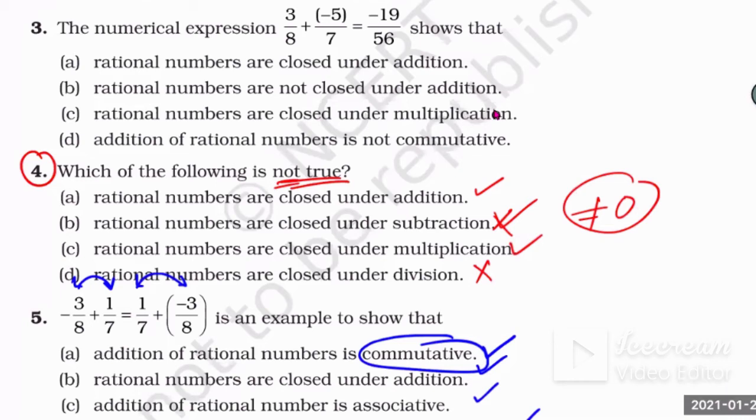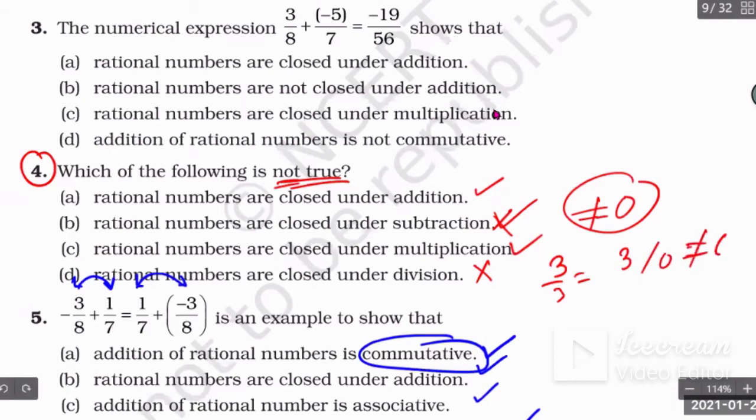3 divided by 0 is not defined. Sorry, 3 divided by 3 is equal to 1.